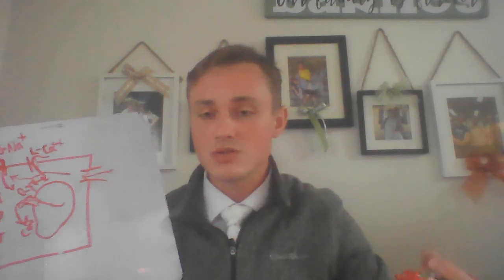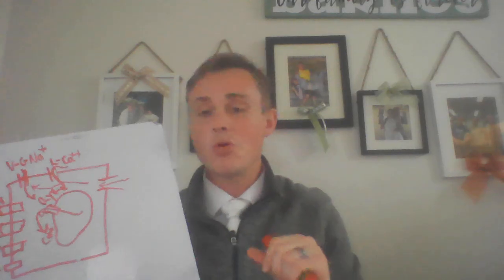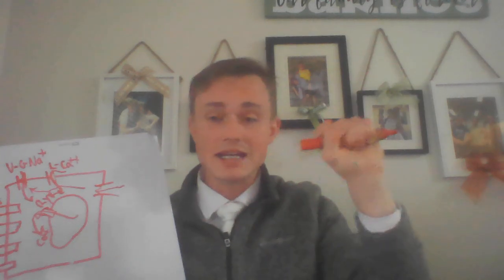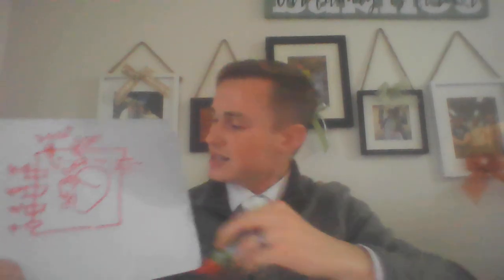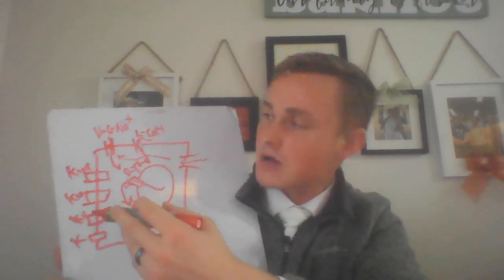Well, with our heart, we don't have that, because you don't want an increased strength of contraction. You don't want to reach tetanus or constant contraction with your heart, because both the contraction and the relaxation are vital to the functions of the heart. And that's where all of these potassium channels come in.